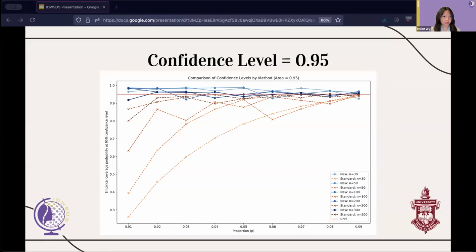Similarly, this is a graph where the confidence level equals 0.99. We can see that here the results are even more apparent.